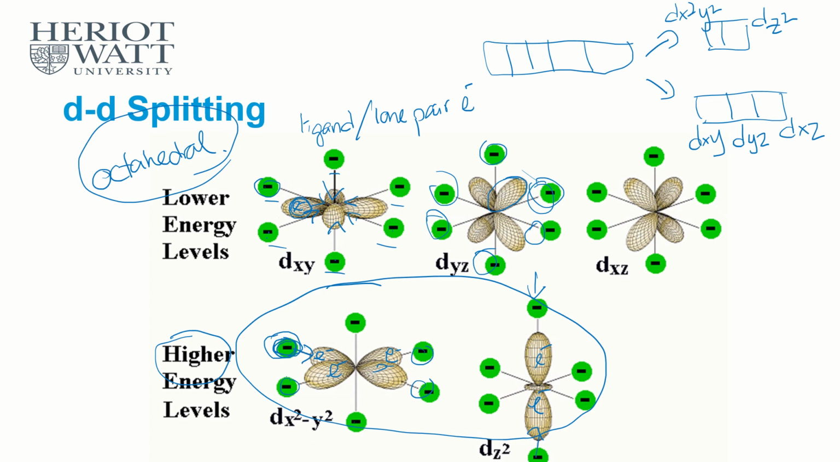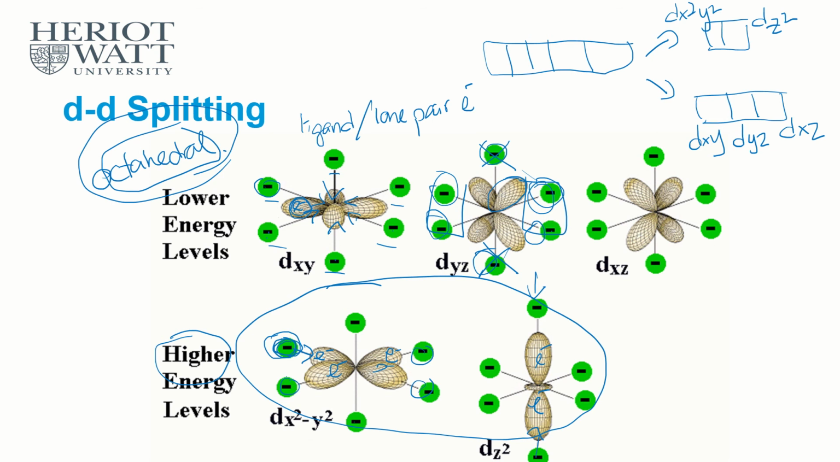This is for octahedral. What if for square planar, they only come up with these four? We don't have these two. Okay, we only have four, so the splitting will be different. But good news is we just need to focus on octahedrals, not other shapes, in terms of d-d splitting. And that is how they split into two, and that is how they observe color.